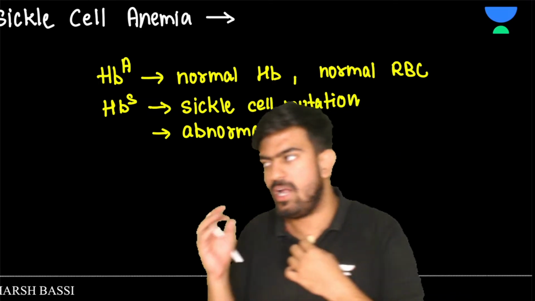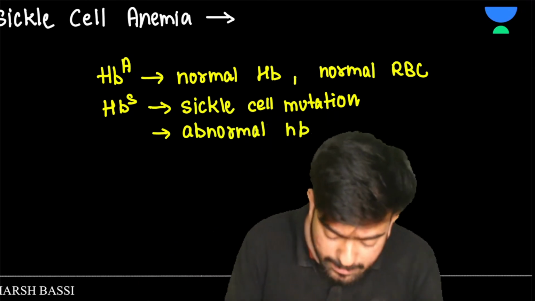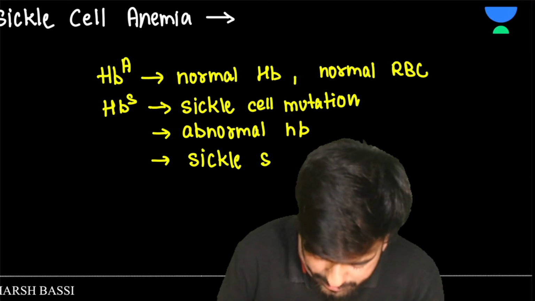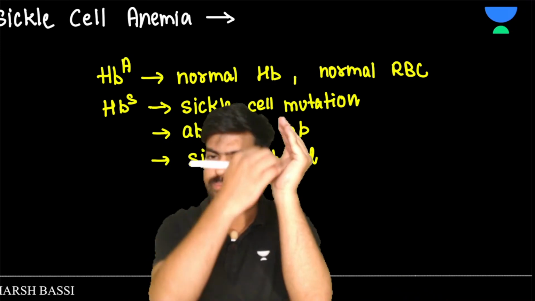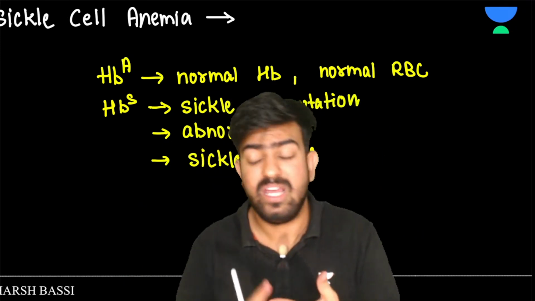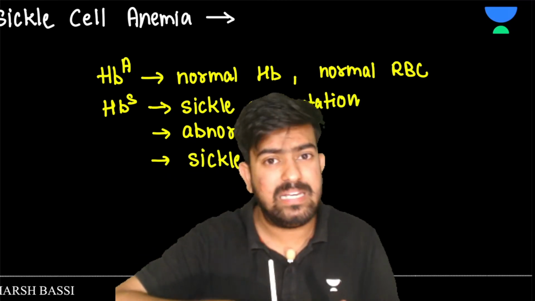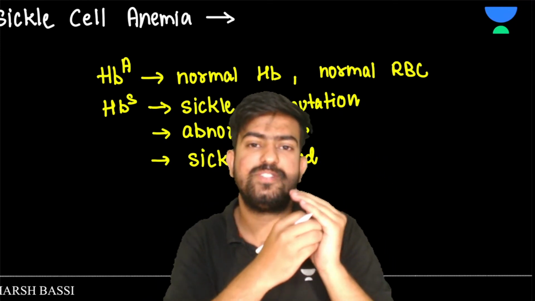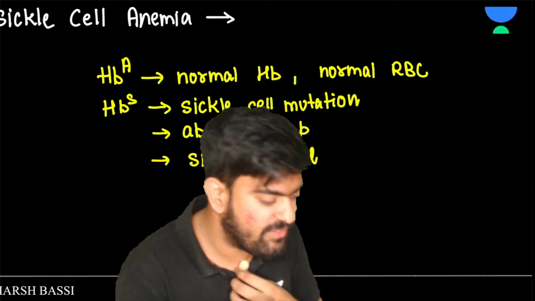So here the hemoglobin will be abnormal, and the RBC shape will be sickle shaped. What is sickle shaped? Something like this, okay? And what's the problem, sir, if the shape of the RBC is sickled? Number one, it is not going to carry lots of hemoglobin, so oxygen will be less. Also, it gets stuck in the blood vessels, which can cause blood clotting and many diseases. So sickle cell anemia is a very serious problem.